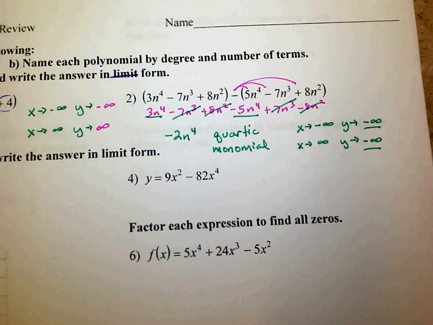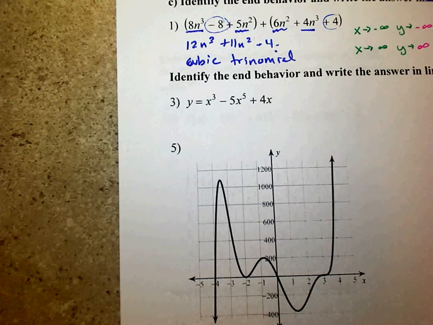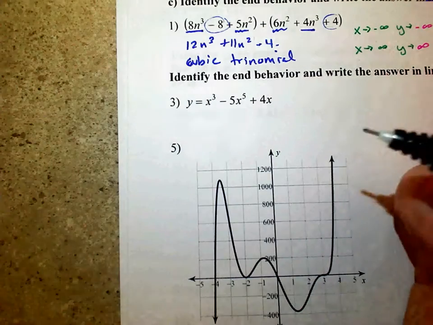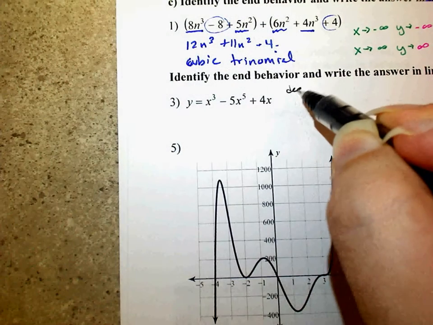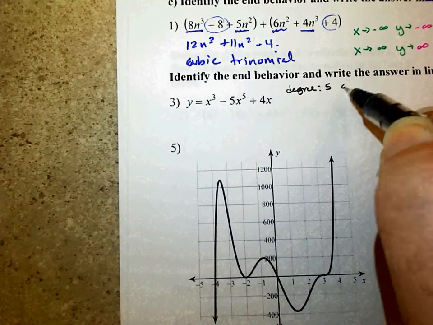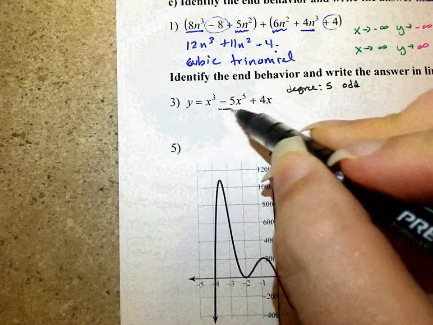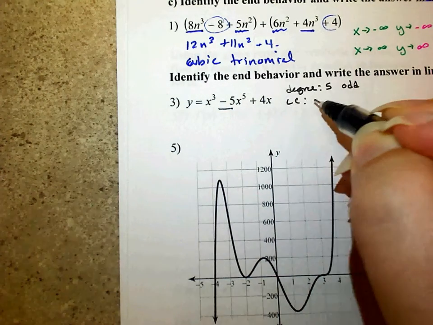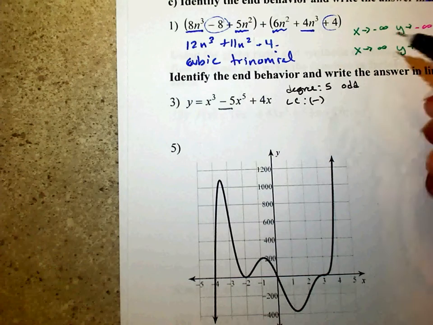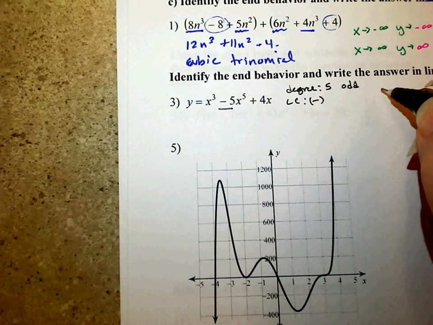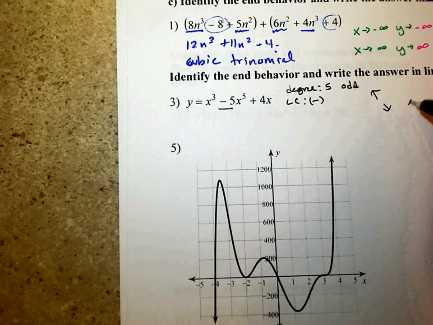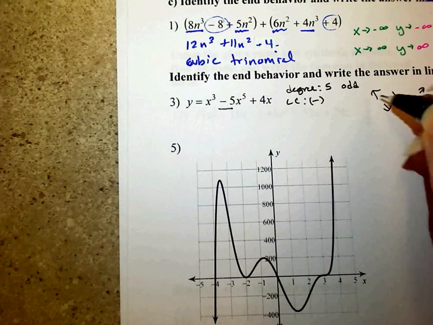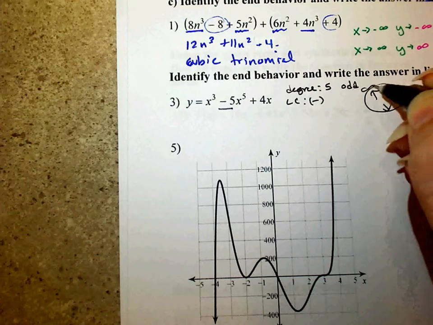Okay, let's move on to number 3. Identify the end behavior. So this is just focusing on end behavior. So what's the degree? Well, the degree is 5, which is odd, and the leading coefficient is the number in front of the term with the highest power. So the leading coefficient is a negative. So if I've got a negative odd, well, odds go in opposite directions, so it's either this one or this one. Well, this one goes up, this one goes down. Since it's negative, it goes down, which means positive and then negative.